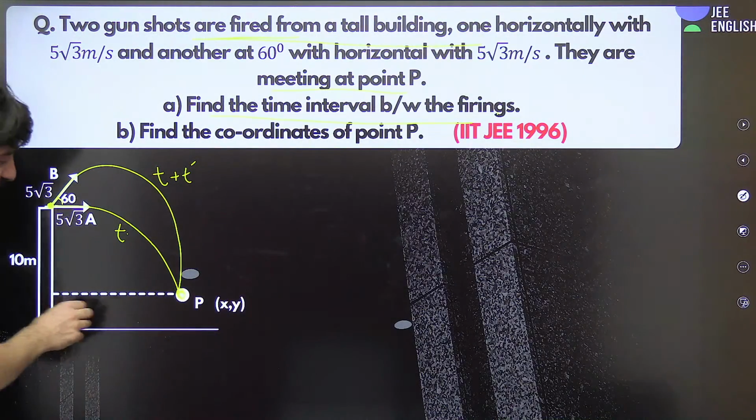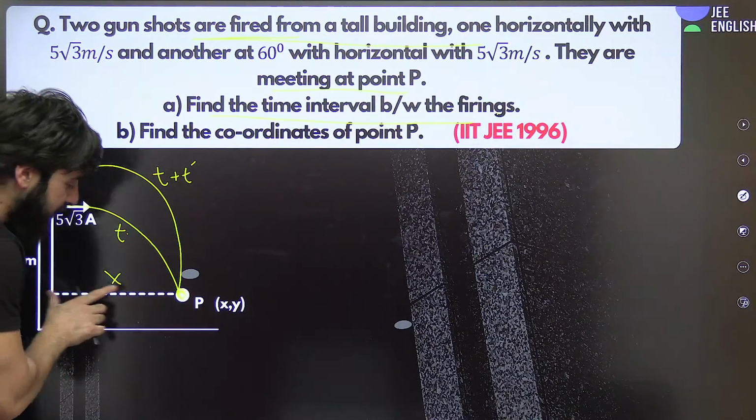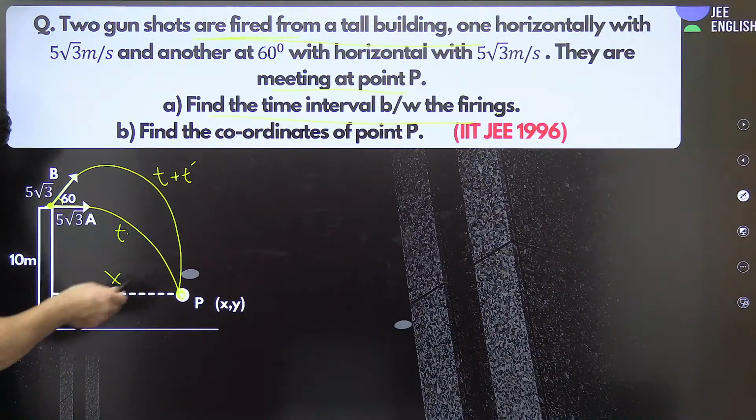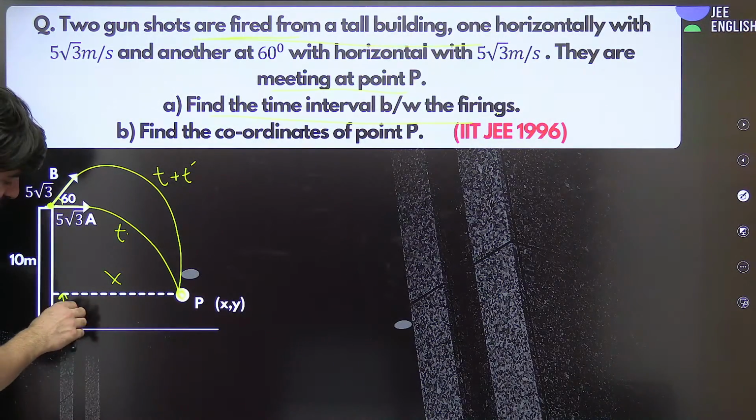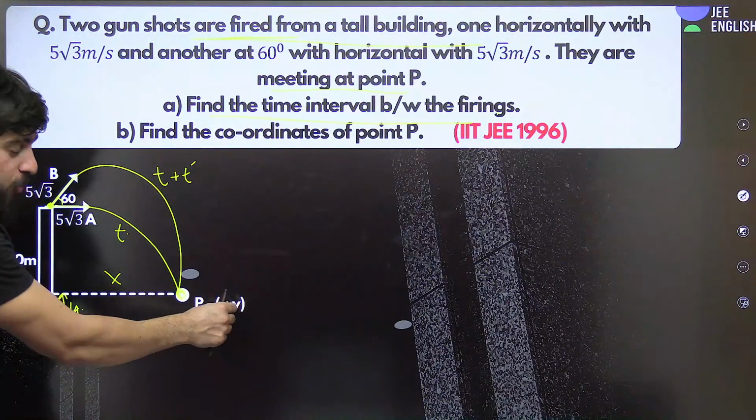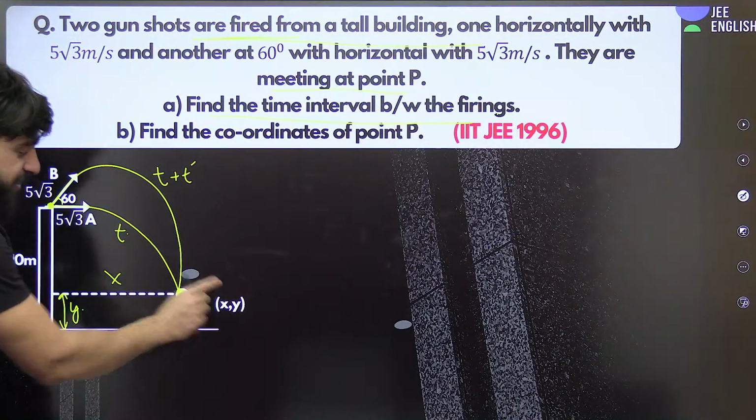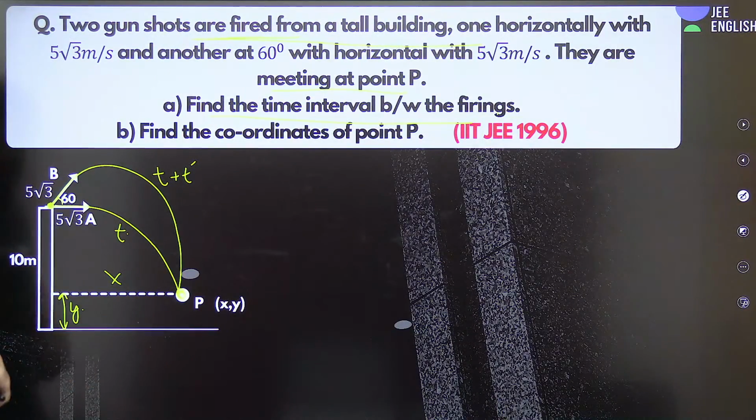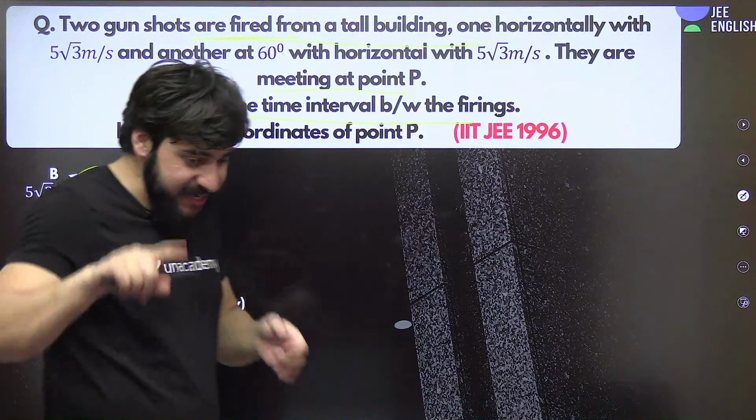Next point over here is, if I say this is x distance from this one, we need to find this x. And if I say this is at y distance from this x-axis, we need to find this y, because P is x comma y. We need to find the x of this one, we need to find y of this one. Understand? Fine. So let's solve this one. It is again the same.